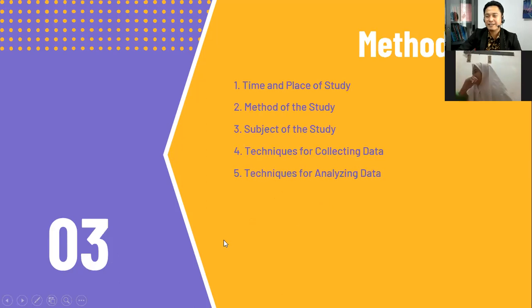Now let's go with the third chapter. Time and place of the study. You're mentioning several schools, right? Okay, how many schools did you put in for your research here, Latifa? Two schools. Okay, first it is Grafika, and then the second one, Ciledug School.